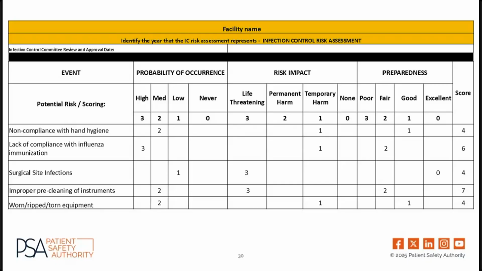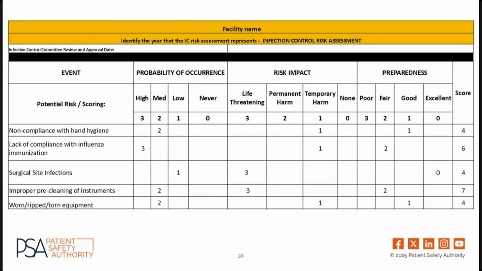And then another thing is looking at worn, ripped, or torn equipment. So this is likely to happen. Maybe we've got high volume operating rooms and we've got a lot of patients coming in. So a pretty fair reason to assume that this is going to happen. The risk of the impact hopefully would be temporary harm.